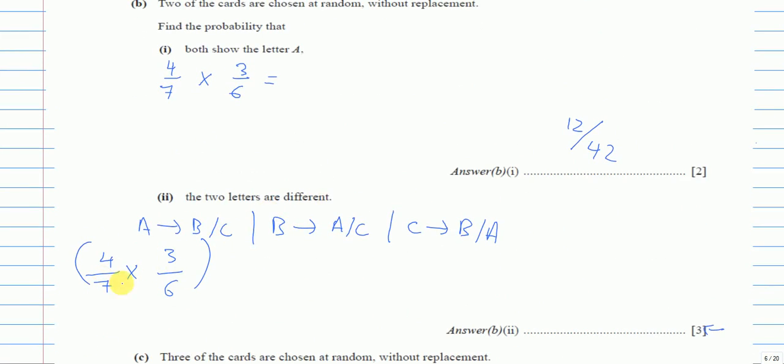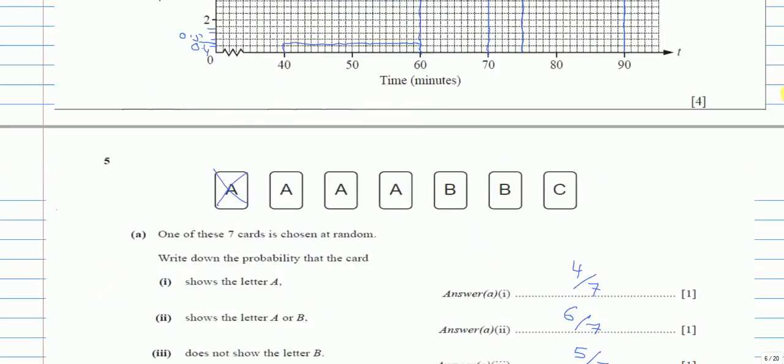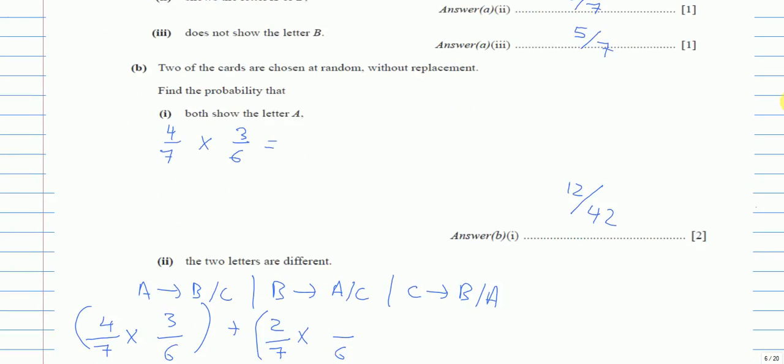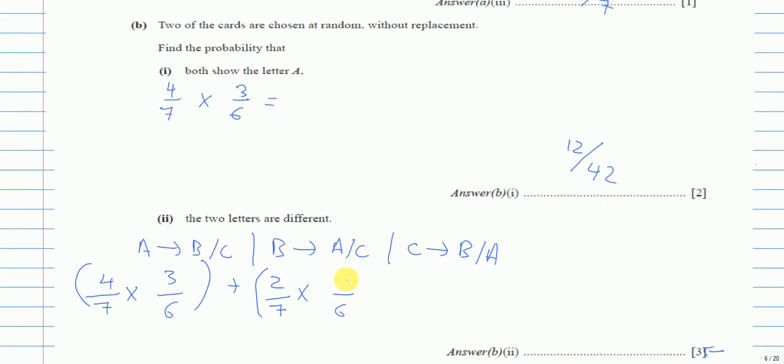What about the second one? First chance is B, so how many B's did we have? 2 out of the whole 7. Then the total will be decreased to 6. Now it's either A or C. How many A or C do we have? We have 1 2 3 4 and 5. A or C, it's 5 over 6. Yeah, 5 over 6.